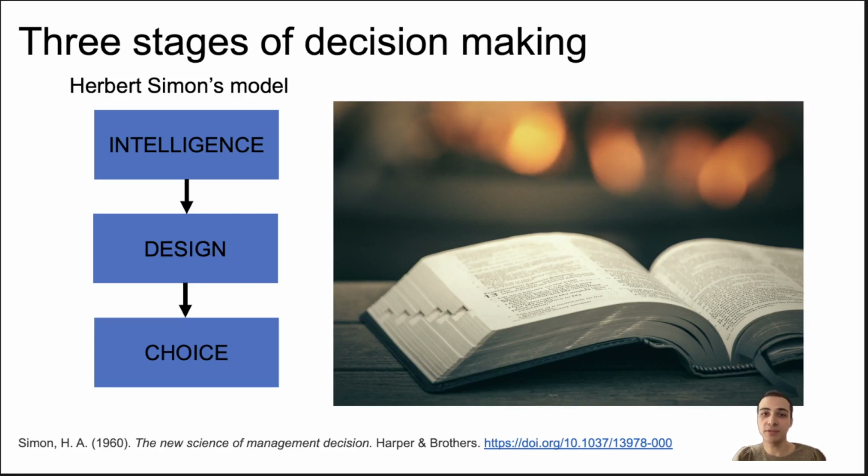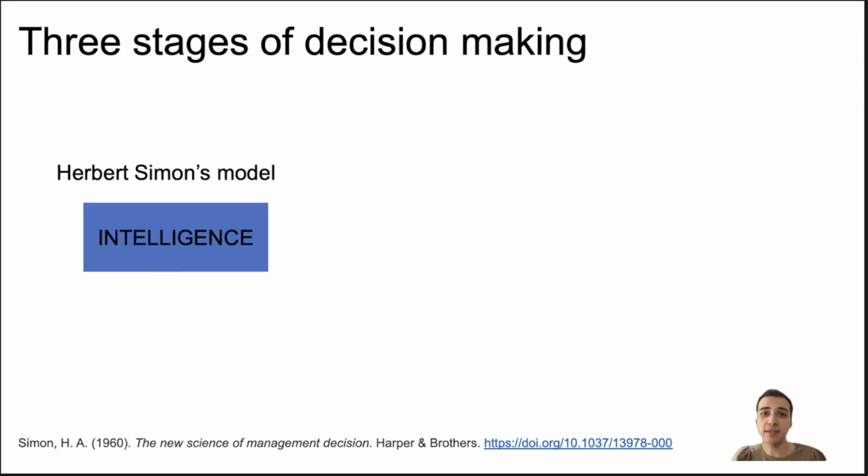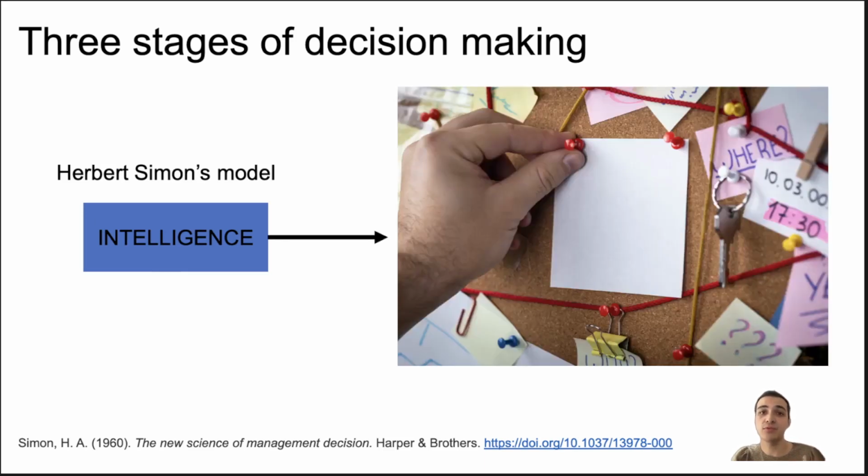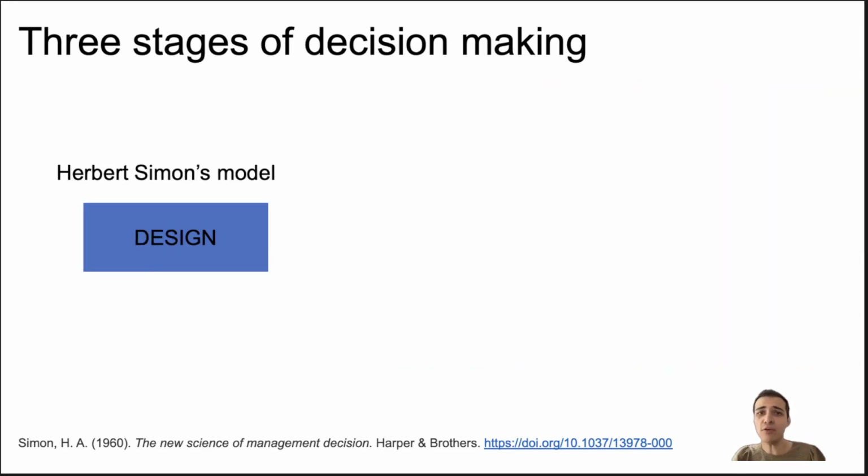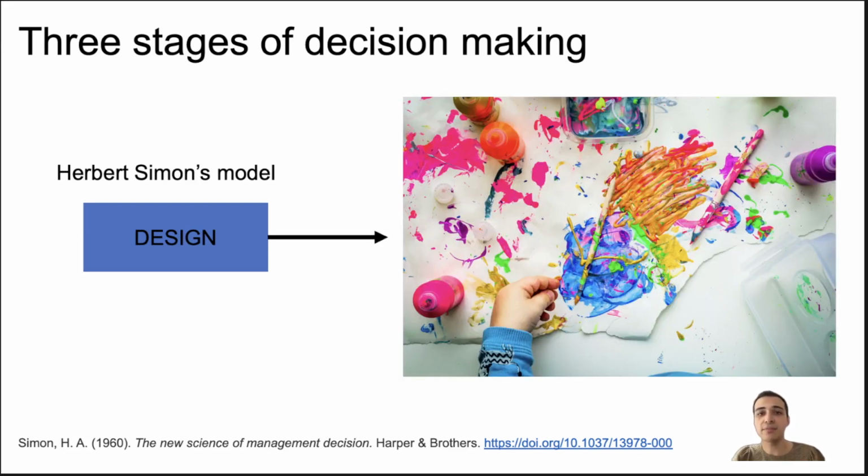The intelligence is the starting point, where decision makers act as information detectives, sifting through data to uncover the essentials and ignoring the noise. It's like putting together a puzzle, one piece at a time. Moving on to the design stage, the scene shifts to creativity. Decision makers become architects of options, simplifying complex information into manageable chunks. It's a bit like sorting things into different boxes to make sense of them.